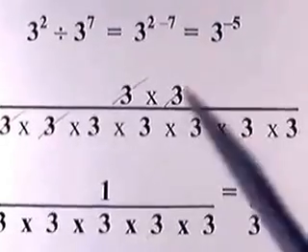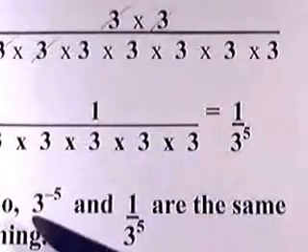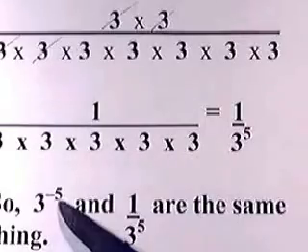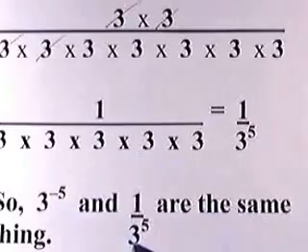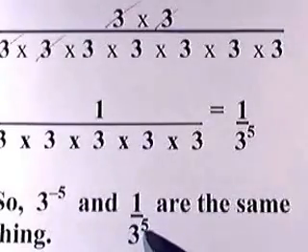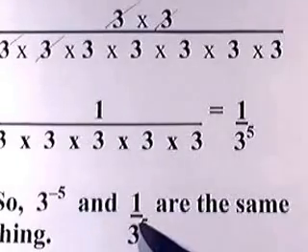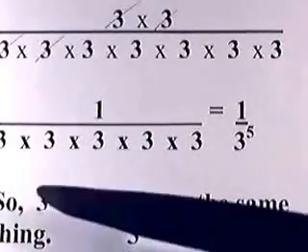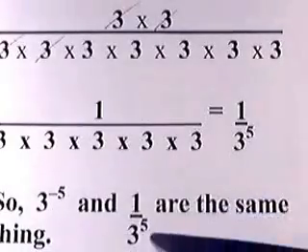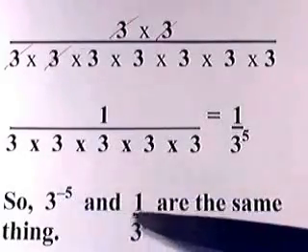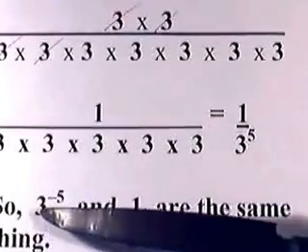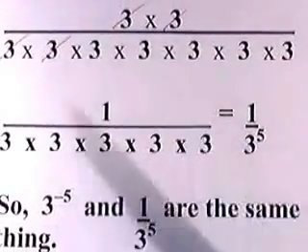Now, this must mean that 3 to the power of minus 5, which is the negative power we got applying the rule, and 1 over 3 to the power of plus 5 are the same thing. We don't bother to write the plus there, it's just self-understood that it is plus. But the important thing to realize is that 1 over 3 to the power of 5 and 3 to the power of minus 5 are just two different ways of writing exactly the same thing. Okay? Very important idea. Let's move on to the next idea.